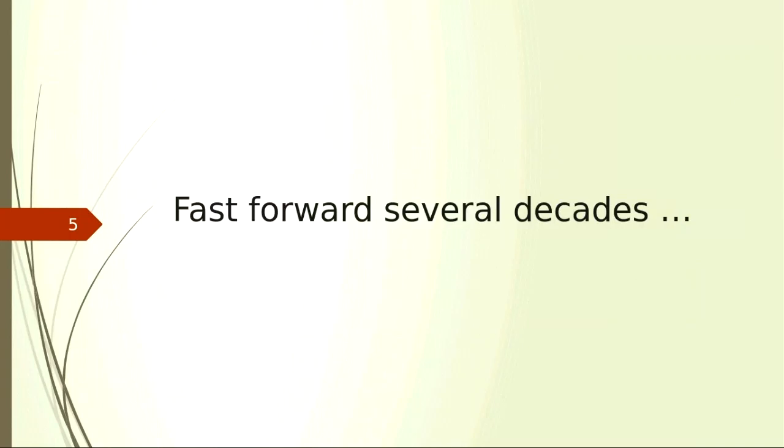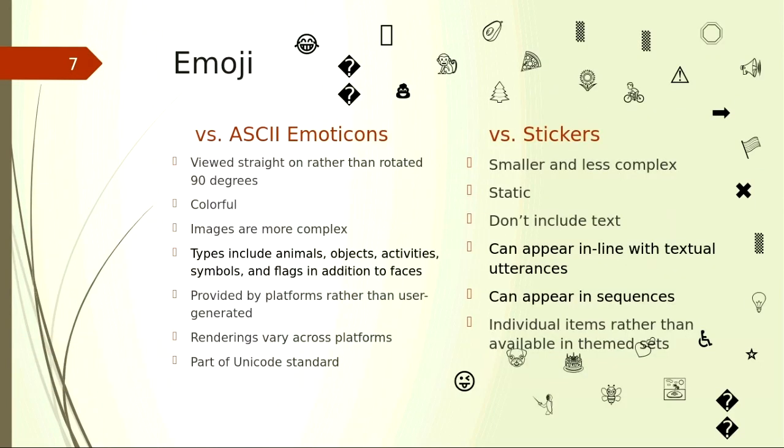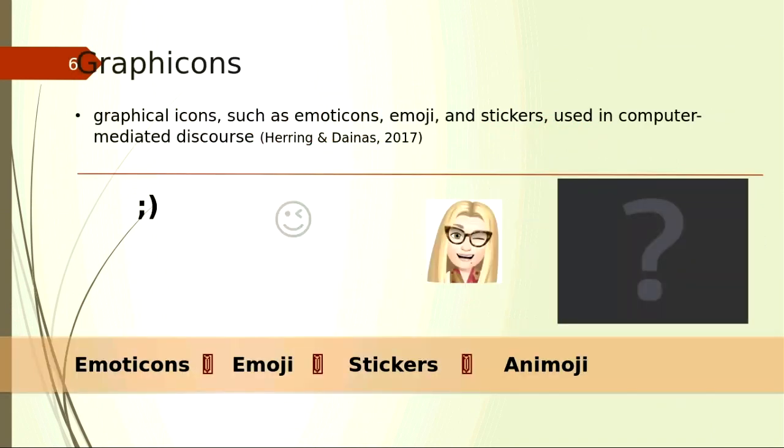Now, fast forward several decades, and in recent years, I've been researching graphicons, which are graphical icons such as emoticons, emoji, and stickers, and most recently Animoji, which I guess you can't see the video here. I had a little video. These are used in computer-mediated discourse, and they've sort of evolved in this order, becoming increasingly colorful, increasingly large, increasingly dynamic, and in the case of Animoji, they have speech as well.